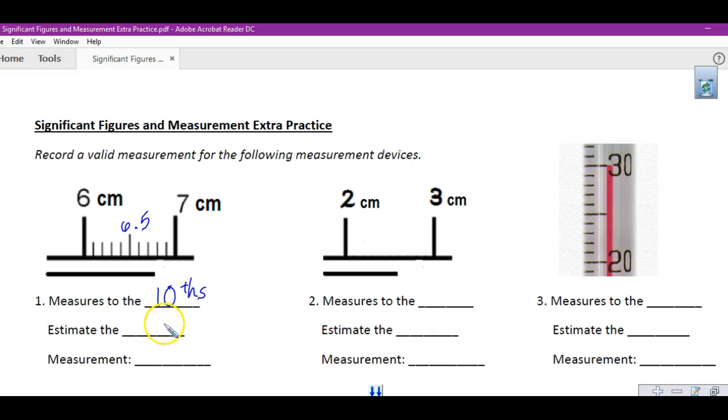Now, you estimate the next place value, the next smaller place value. So we would estimate the hundredths place.